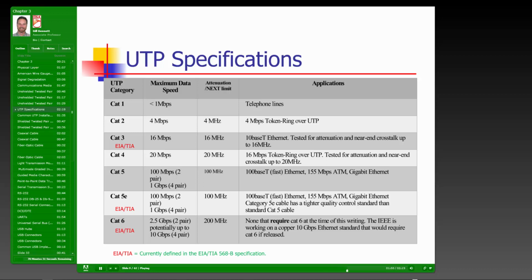Category 6, you can see, will give you even higher speeds, 2.5 gigabits using 2 pairs, and based on the specification, it allows for potentially up to 10 gigabits per second using 4 pairs. So attenuation there is 200 megahertz, and this is a little bit more expensive wire, a little bit more difficult to deal with, but it's currently the fastest copper-based cabling that is utilized in data communications.